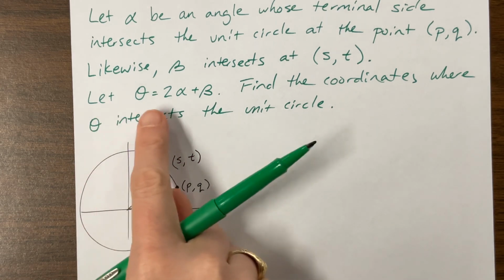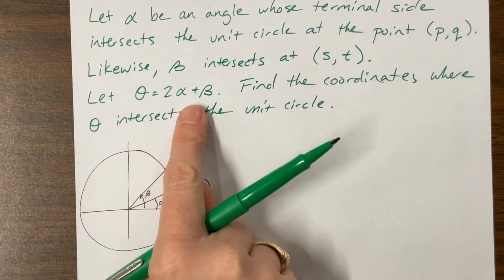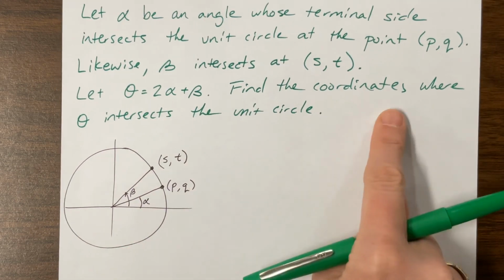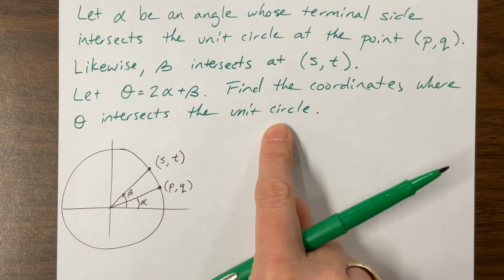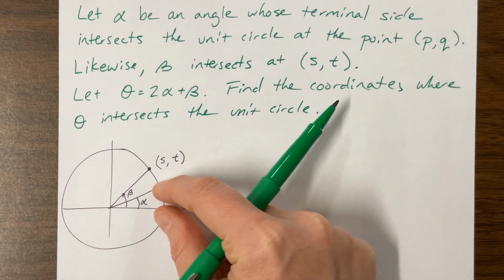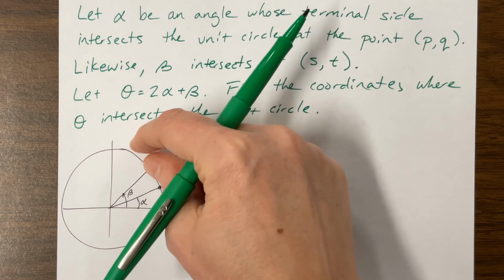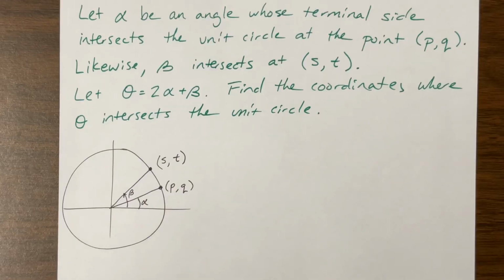Okay, and then it tells us that theta is equal to 2 alpha plus beta. And they want us to find the coordinates where theta intersects the unit circle. So if I were to take 2 times this angle alpha and then add it to beta, where am I? What are my coordinates?